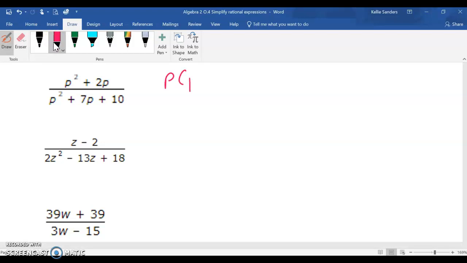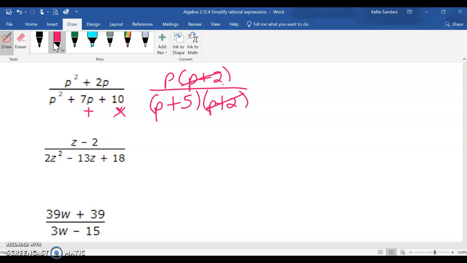Take a p out, leaves you with p plus 2. Trinomial on bottom, and we just did this one. No, we didn't. Never mind. What multiplies to get 10 and adds to get 7? 5 and 2. P plus 2 over p plus 2 cancel out. Leaves me with p over p plus 5.